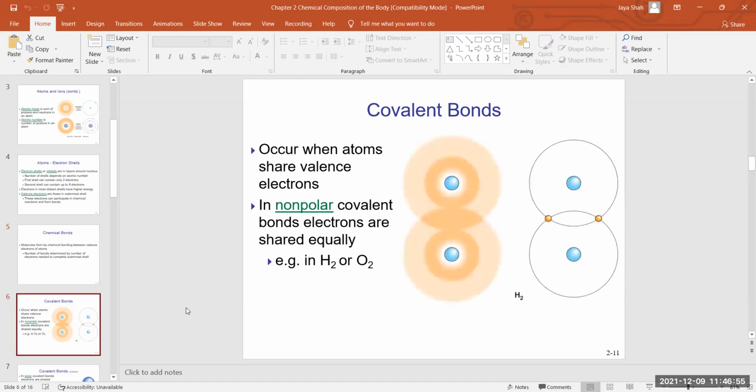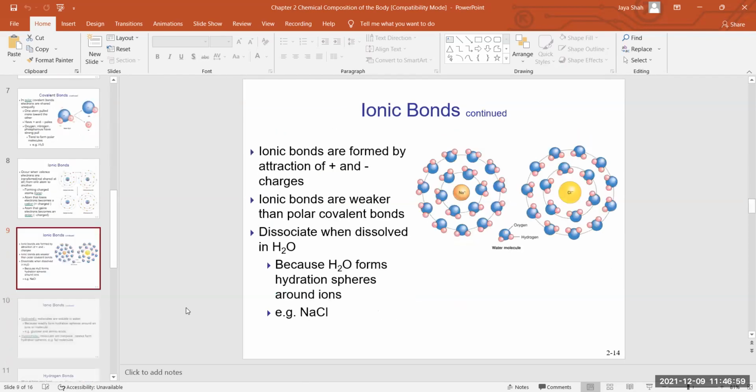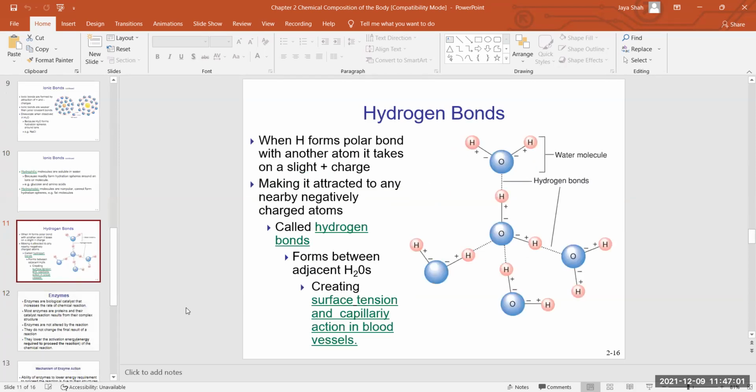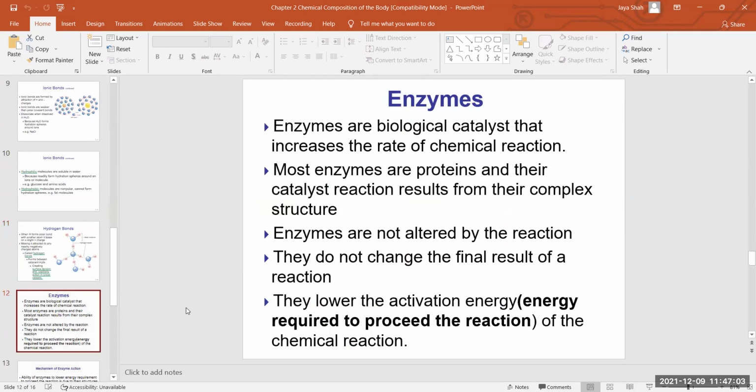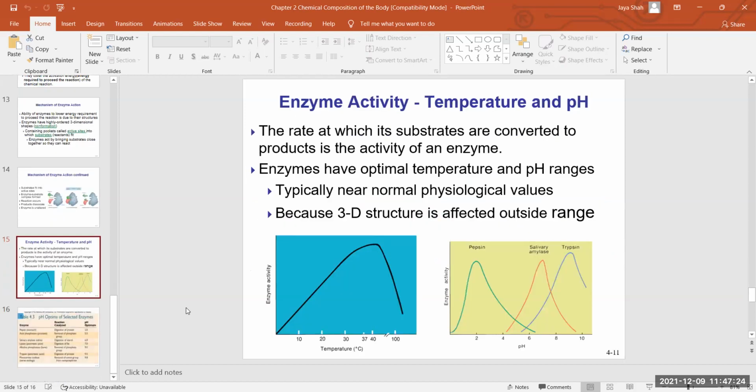So they are covalent bonds, polar and non-polar, ionic bonds, then hydrogen bonds, these things, and then the definition of enzymes. And what do enzymes do? What is the mechanism of action of enzymes, and what are the factors which affect the action of enzymes?